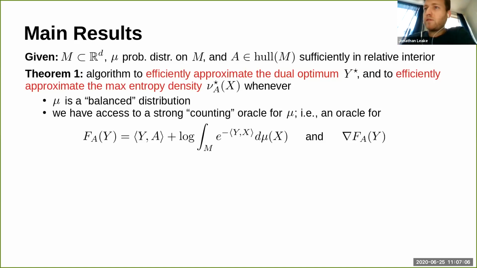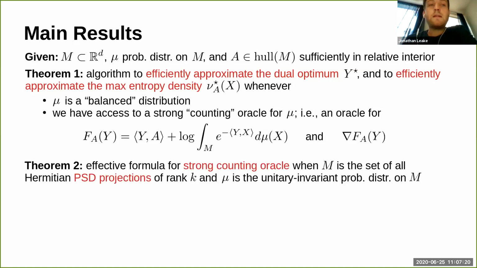And the more difficult thing to get is access to this strong counting oracle, which is just the ability to efficiently evaluate the dual objective and also its gradient, right? And this is integrating over some manifold potentially. So this is non-trivial. But in particular, in the case of rank K PSD projections, we do have this strong counting oracle, and we'll talk about exactly how we might get that later.